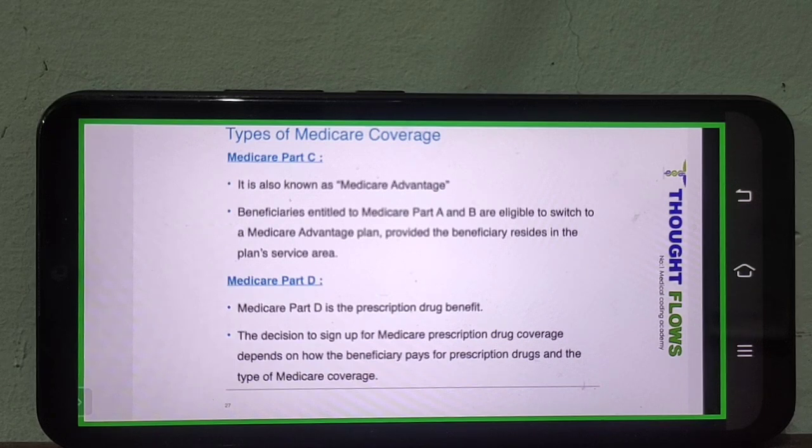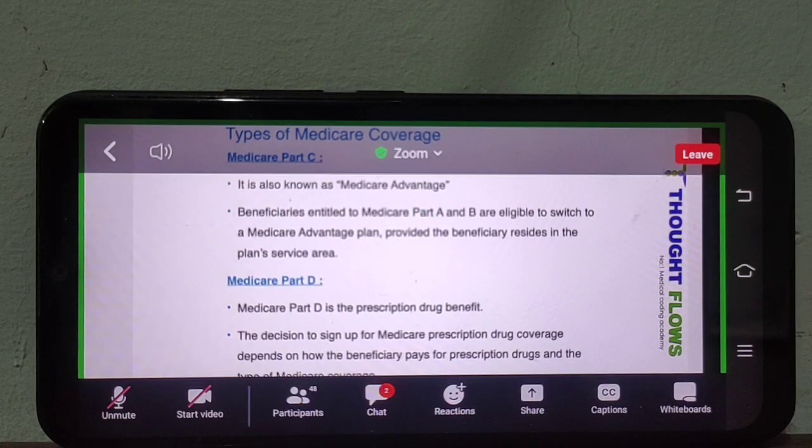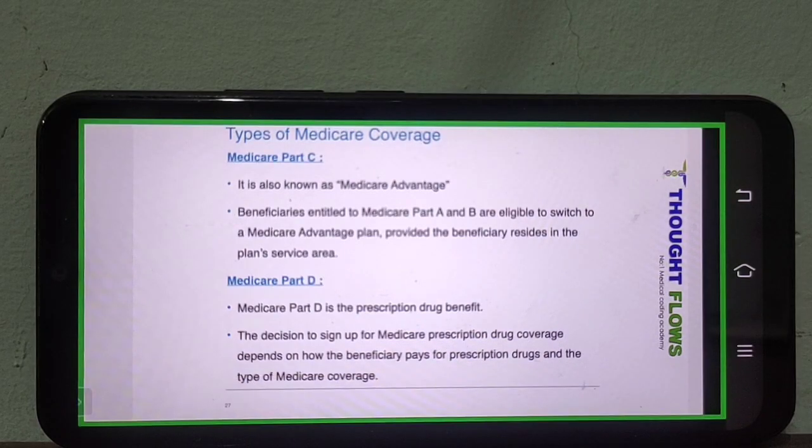For example, skin replacement surgery. Guys, this is for your understanding purpose only, because this service is also covered under Part A. Suppose a patient got a skin replacement surgery, and that surgery is not covered under the policy of A and B, then that type of service is covered under Part C. That gives extra advantages, and that is called Medicare Part C.